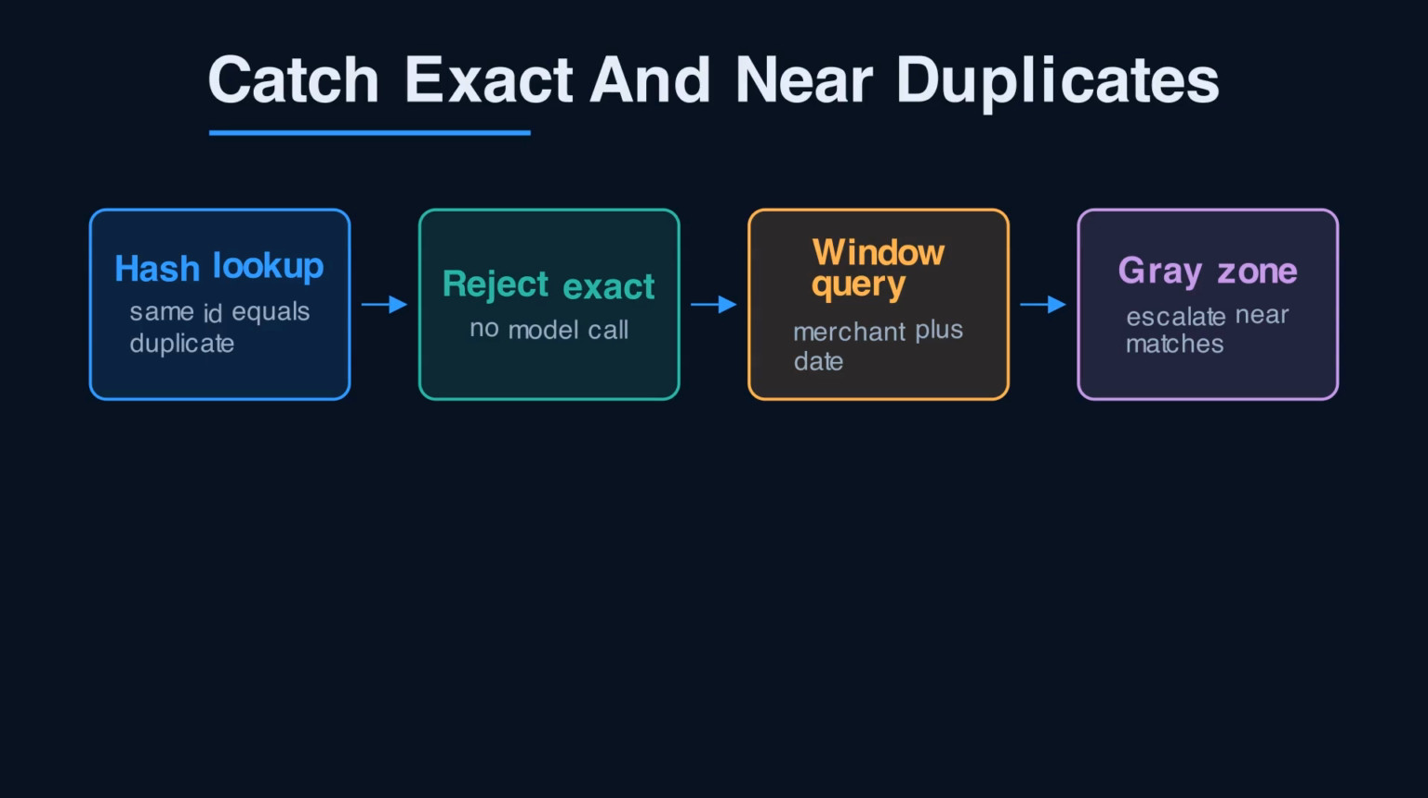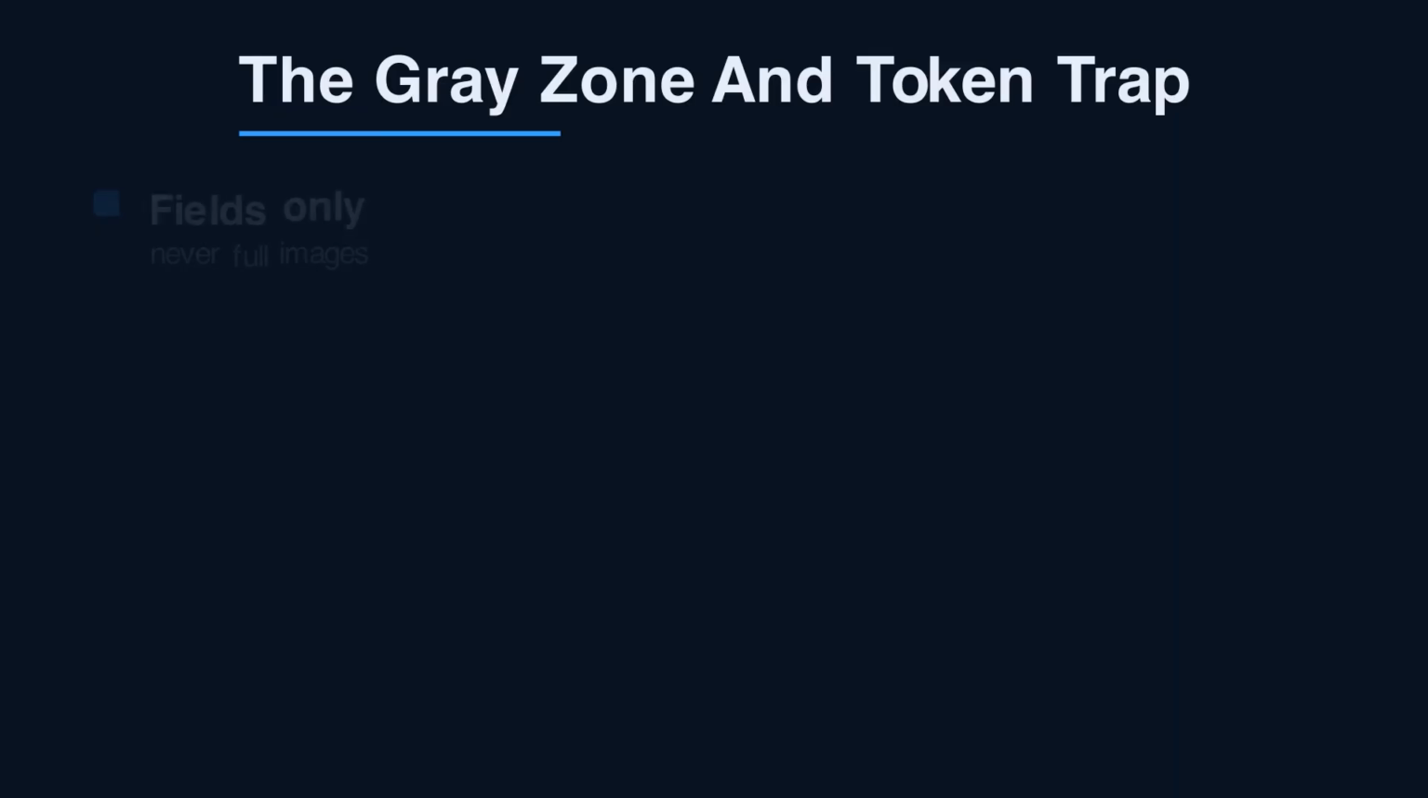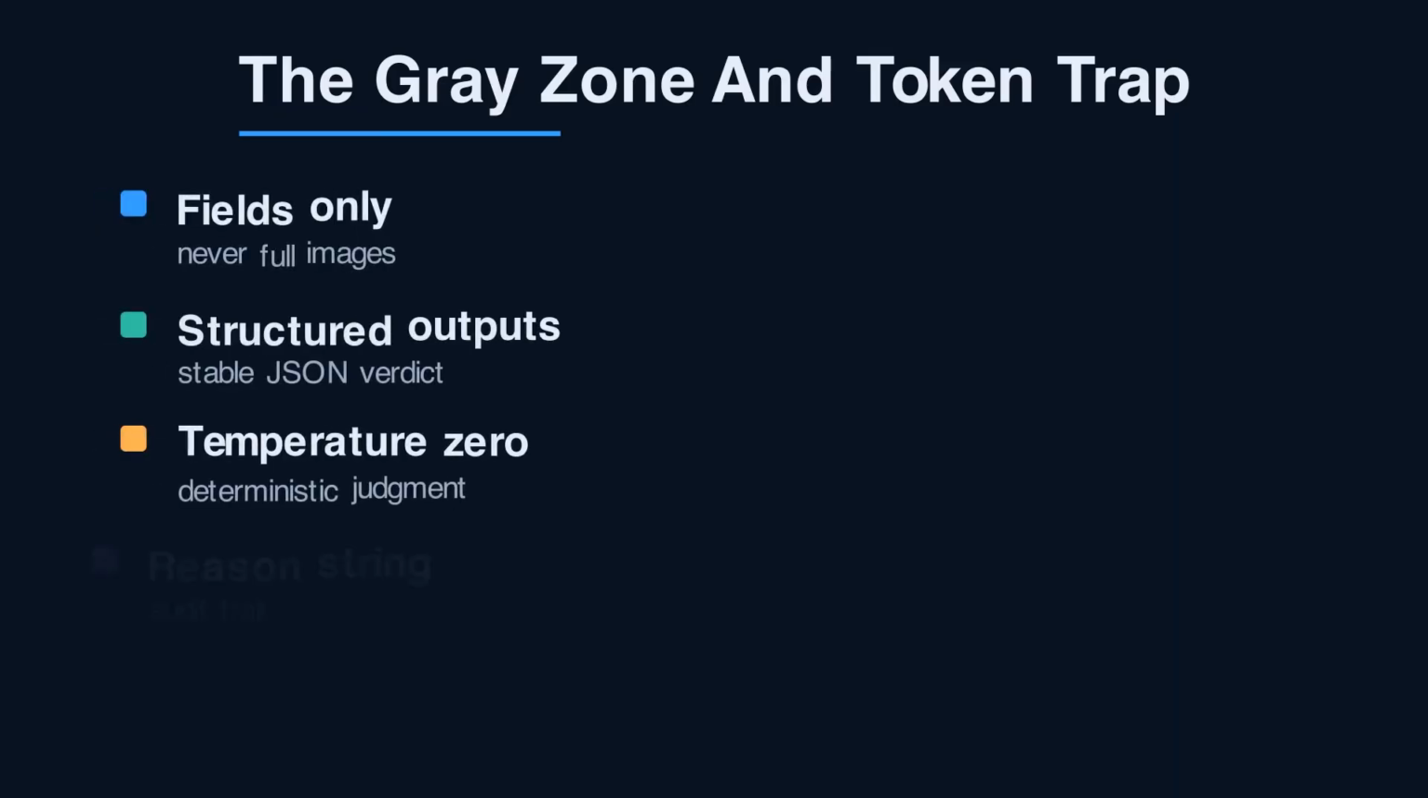That is the trap. Here is the token trap I promised. Do not send full receipt images to the model. Send only the extracted fields of the near matches. Ask it to judge if they are the same purchase. Use structured outputs and temperature 0 for stable answers. You get a verdict, a confidence, and a reason. That reason string is your audit trail.